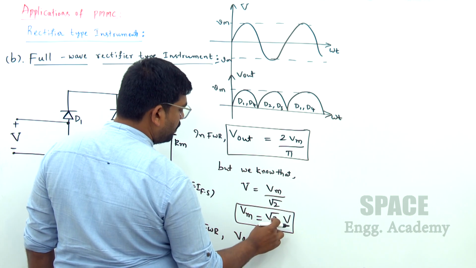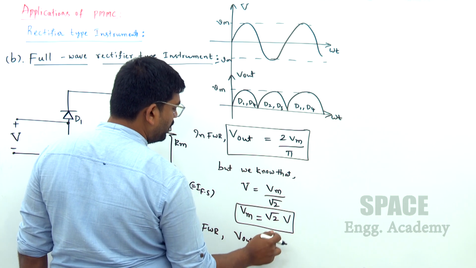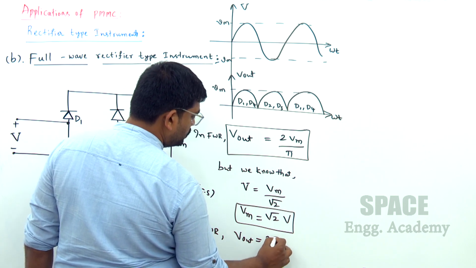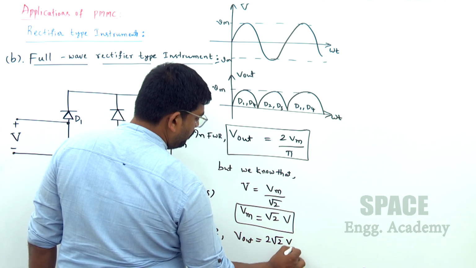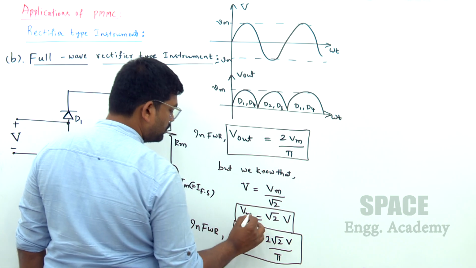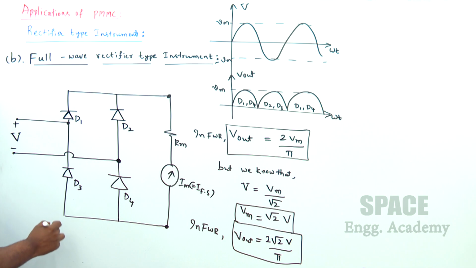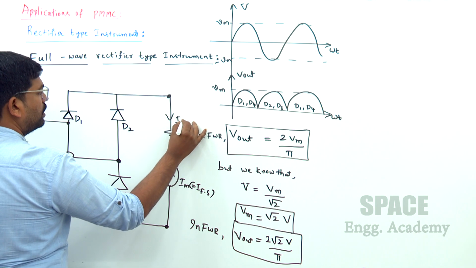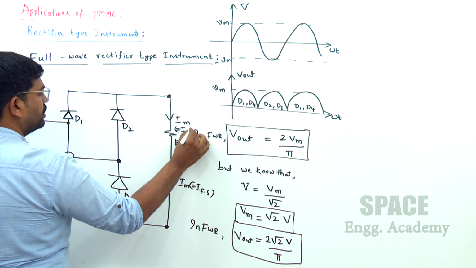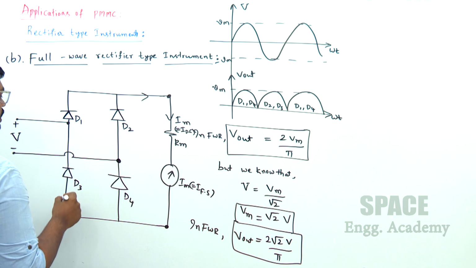So, Vm when we replace here 2 root 2 by pi is what? 0.45. So, anyway result will be 2 root 2 V by pi. This is the output. Anyway, to extend the range, here it is IM or DC or average, we are saying the current.